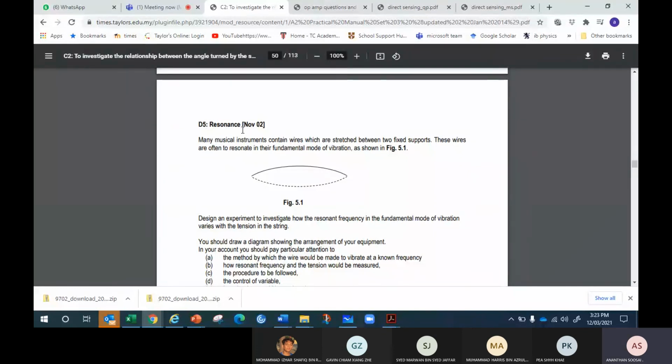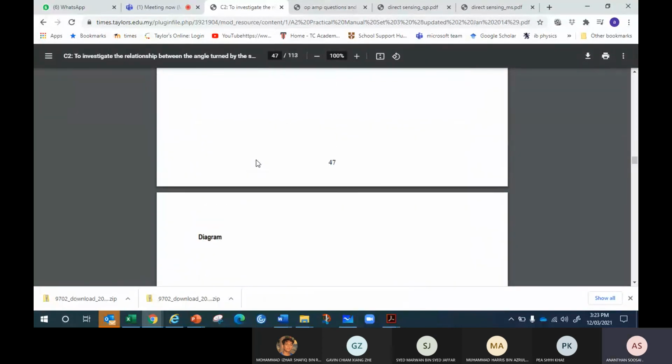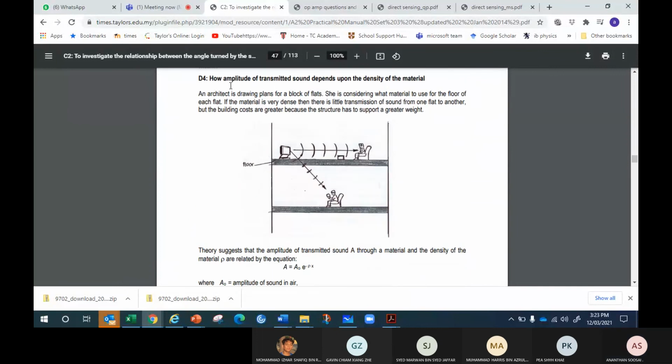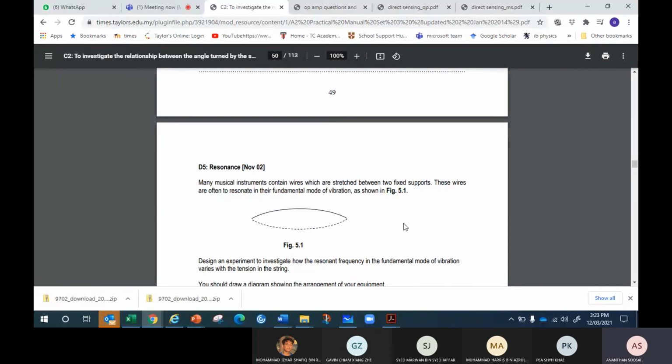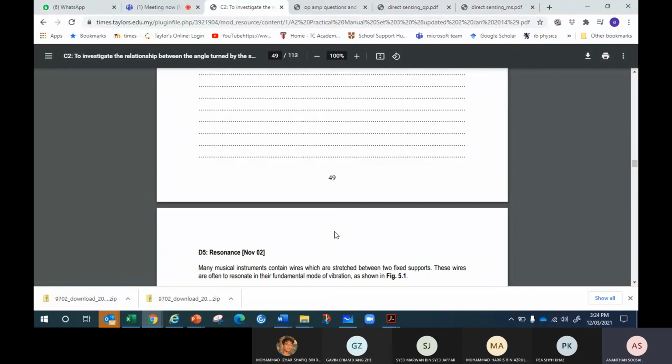Draw the diagram. Have a picture of the diagram on Monday. We discuss these 2, D4 and D5. Just the setup only. Draw the setup. You see, your design experiment, if you get the complete setup drawing, the writing is easy. The important thing is the setup. So get the setup for D4 and D5. D4 is about the amplitude of sound depending on the density of material. Think about it. And D5 is about stationary waves. So this is your homework. On Monday we'll be discussing these 2.